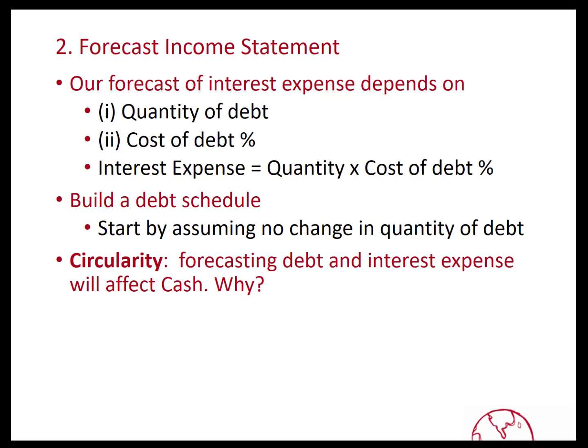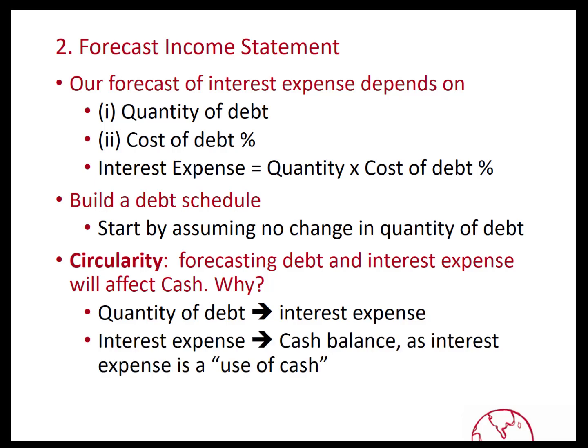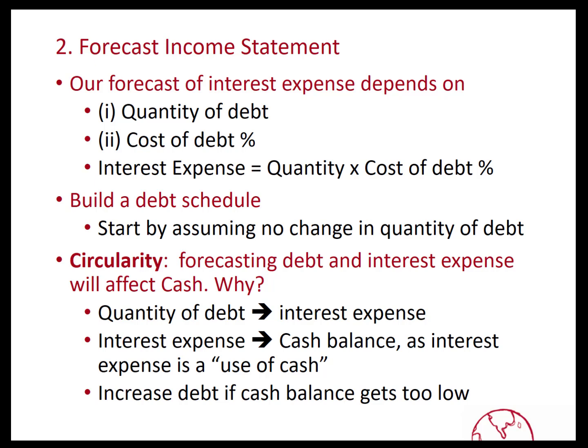Obviously, there's a circularity when you build this kind of pro forma forecast, because you can't know what your cash is going to be until you know what your debt and your interest expense are. You need the quantity of debt to get interest expense. The interest expense will determine your cash balance, because interest expense is the use of cash. And then, if you need to, you increase debt if the cash balance gets too low, and you reiterate.